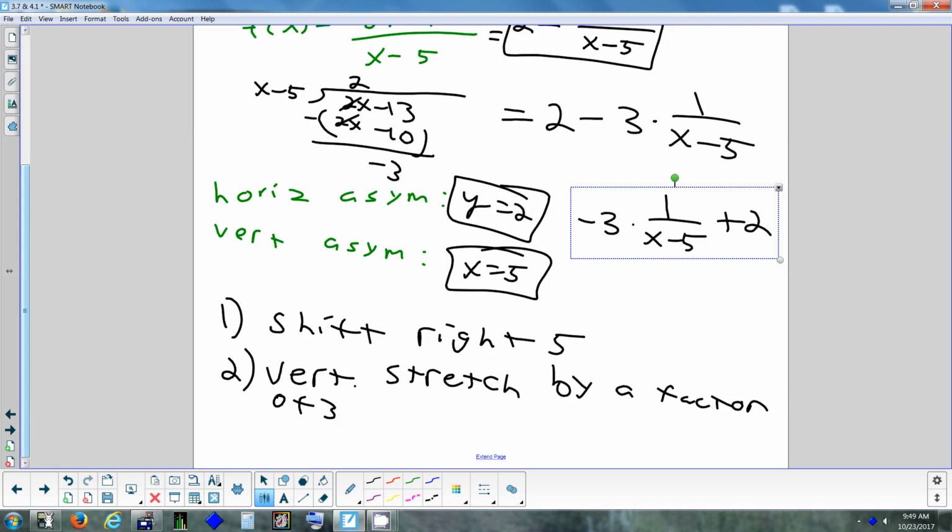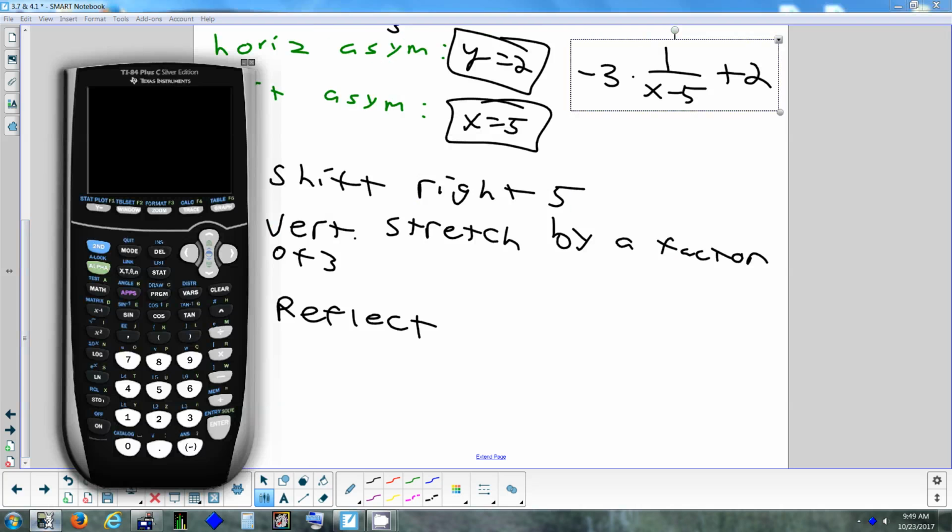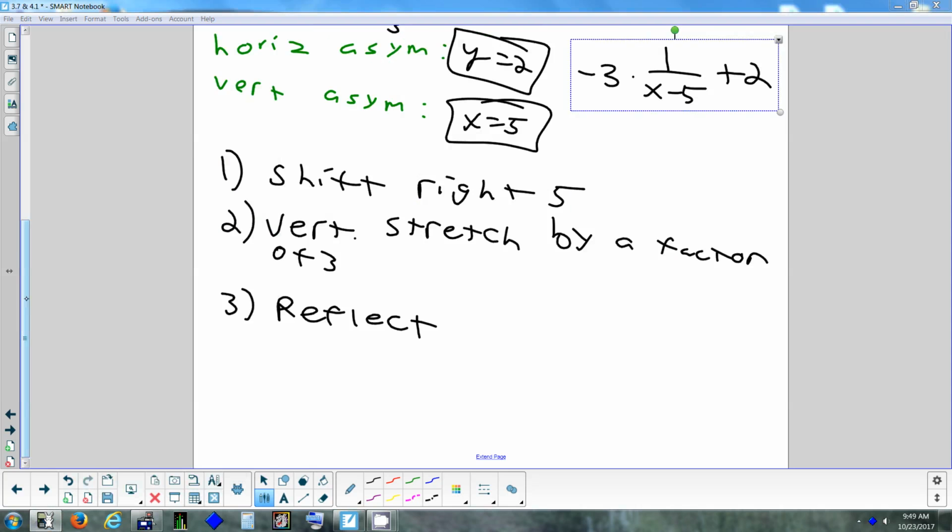Remember what that negative does? Flip it over the y-axis. Yeah, that causes a reflection. And that negative, that's with the vertical, so that would reflect it over the x-axis. Yeah, that's going to reflect over the x-axis. I'm just looking at your book, make sure that you do it in this order: the horizontal shift, the vertical stretch, the reflection, and then the last thing is a shift up 2.